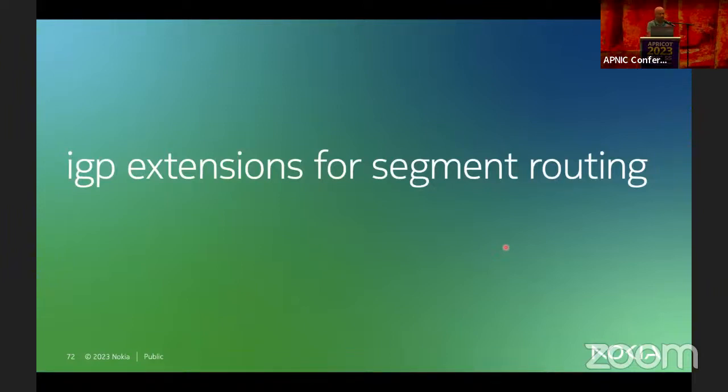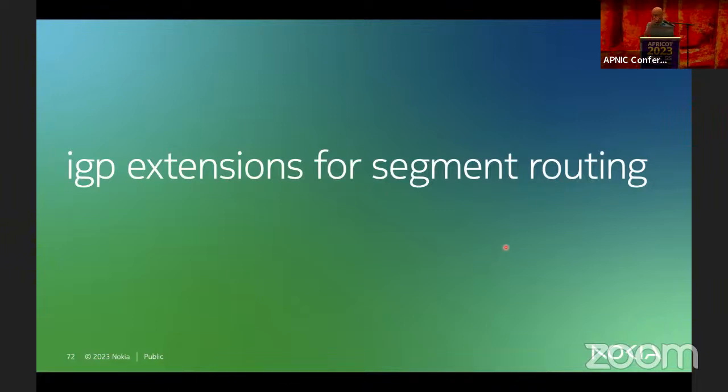So, very quick recap. We looked at some of the drivers for segment routing, the desire to do fine-grained traffic engineering, and some of the limitations that we have with LDP and RSVP-TE. We looked at the fact that there are two ways of achieving this with segment routing. We can use an MPLS data plane, or we can use an IPv6 data plane.